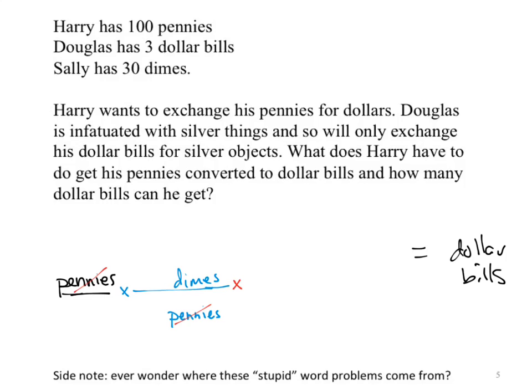Do we have our answer? No. What do we need to do? We have to get rid of the dimes. So dimes must show up in the denominator. Why? So it can cancel. What do we want to convert to? Dollar bills. Do we have that ability to convert in this case? Yes. He can trade with Sally. What happens with our units now?